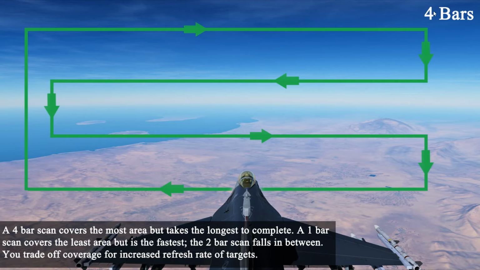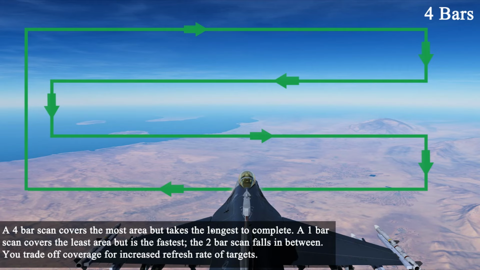Alright, so with 4 bars, it's the same principle as the 2 bar in the sense that you go from left to right, down, right to left, and then you come back down and you go left to right, down, right to left, back to the top, and you repeat. And you just scan like this. And you can see why this is a rather large portion of the sky in front of you. Okay, you're covering a whole lot of it.